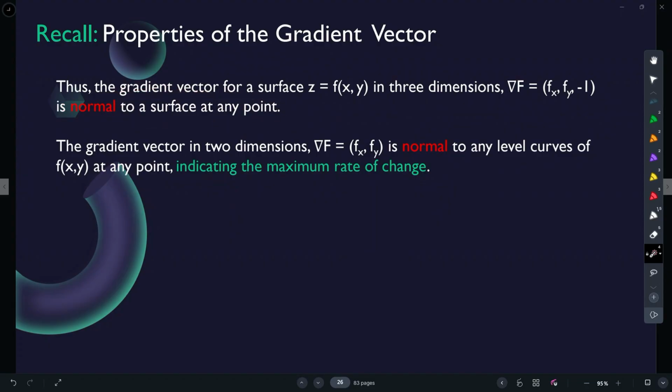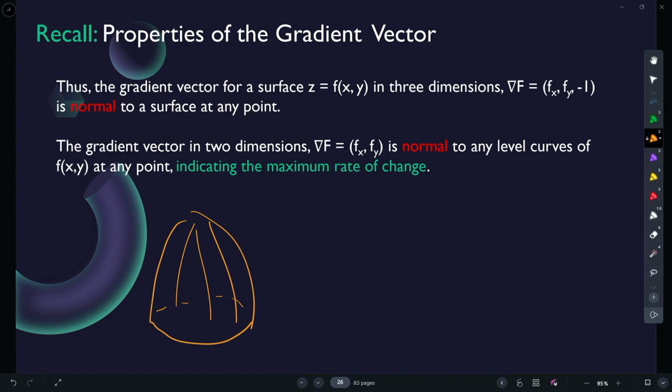OK? So that tells me that if I have, say, a paraboloid, and you take a point here, then the vector is going to be normal to the surface. In this case, we're going to see that it points inwards, but it's perpendicular. And that's the vector we use to come up with the equation of a tangent plane.